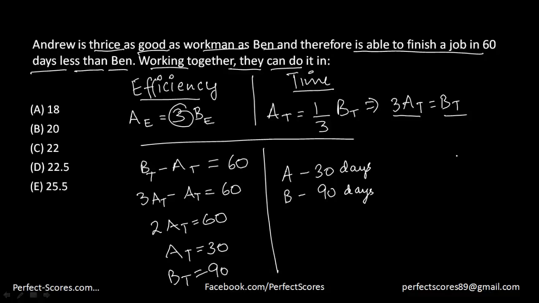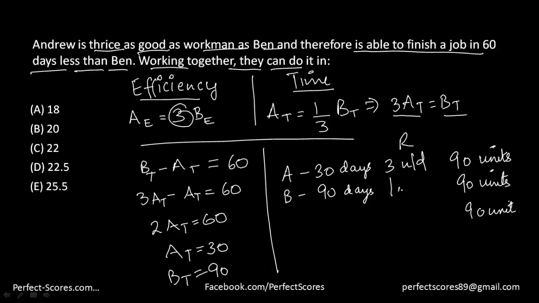So what I will do is I'll assume the work to be of 90 units. Let's say the work is of 90 units. So the work will become of 90 units and the work will never change, right? Now, when we find the rate, A finishes 90 units in 30 days. That means he finishes 3 units per day. And B finishes 1 unit per day. And together they're going to finish 4 units per day. For them to finish 90 units, they're going to take 90 by 4 days, which is going to be equal to 22.5 days.